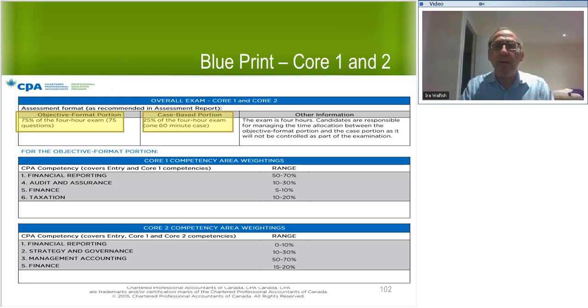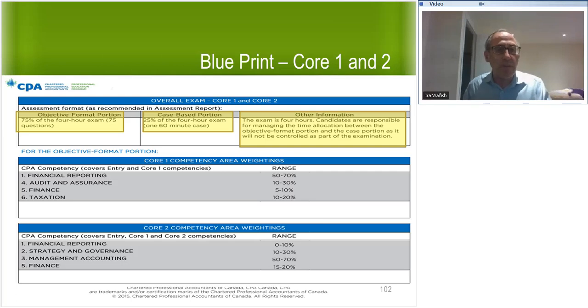Now, when it comes to the total length of the exam, both Core 1 and Core 2 are 4 hours long. Candidates are responsible for managing their time allocation between the objective format portion and the case portion. What they're going to do is they're going to give you the complete exam when you walk in. You will be advised to spend 60 minutes on the case and 3 hours on the objective format portion of the exam. There's nothing to prevent you from doing a different time allocation.